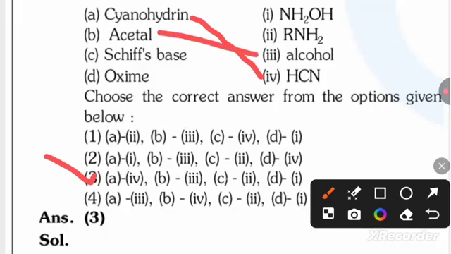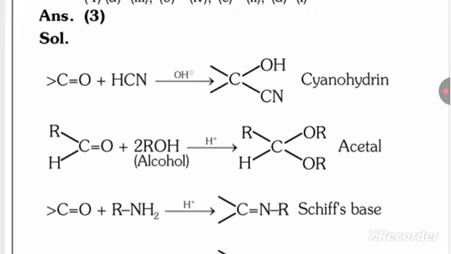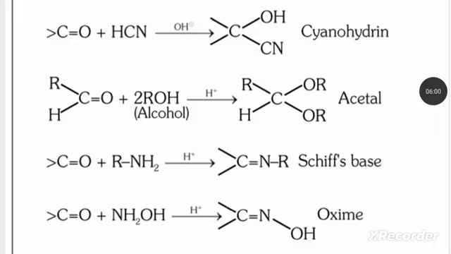Schiff's base forms when a carbonyl compound reacts with a primary amine, and oxime forms when a carbonyl compound reacts with hydroxylamine. So here is the reaction we can find. You can see the reactions here.